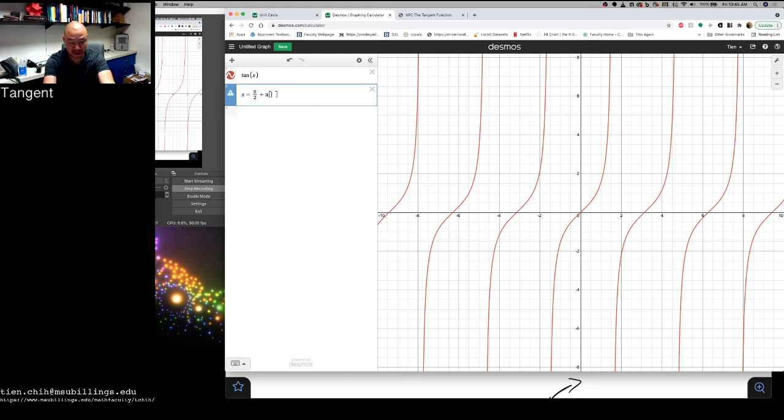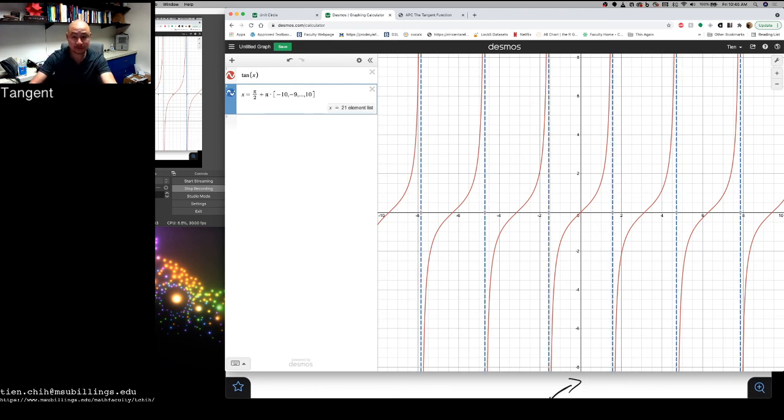And what you can see here is, if I were to draw in a couple more of these lines of tangency, then we could see this repeating period, right? So it goes from pi over 2 right here, plus another pi, plus another pi, plus another pi, minus a pi, minus a pi, minus a pi.